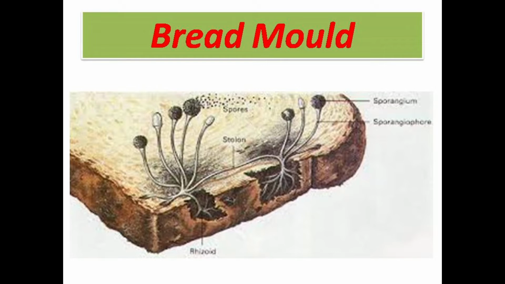They are saprophytic in nature, which means they draw their nutrition from the bread, and they respire only in the presence of oxygen, which means they show aerobic respiration. And as you feel spores in your hand when you touch them, they reproduce through spores.